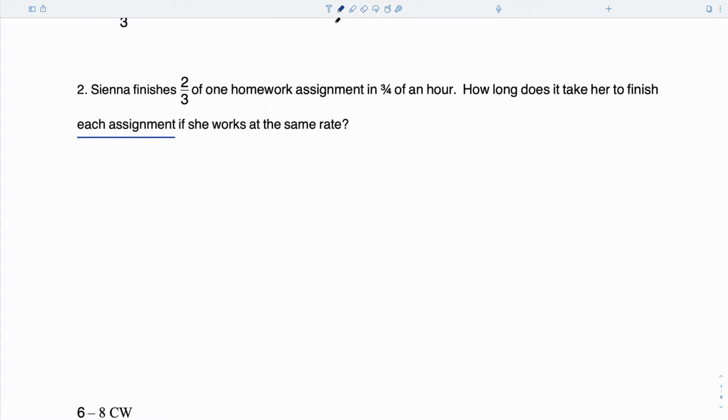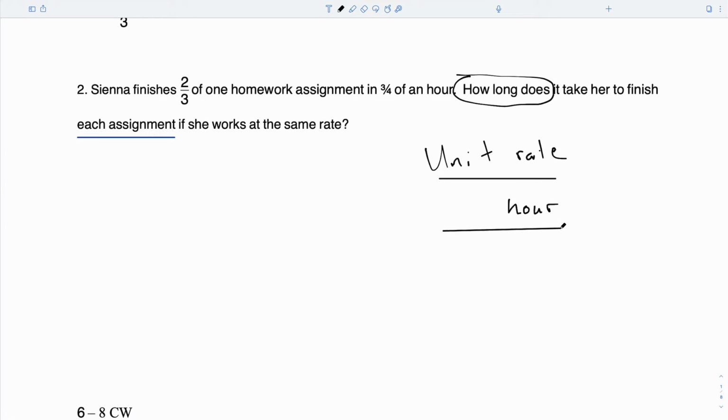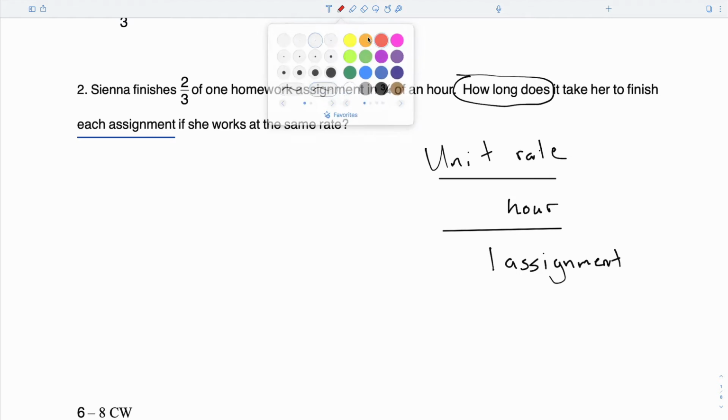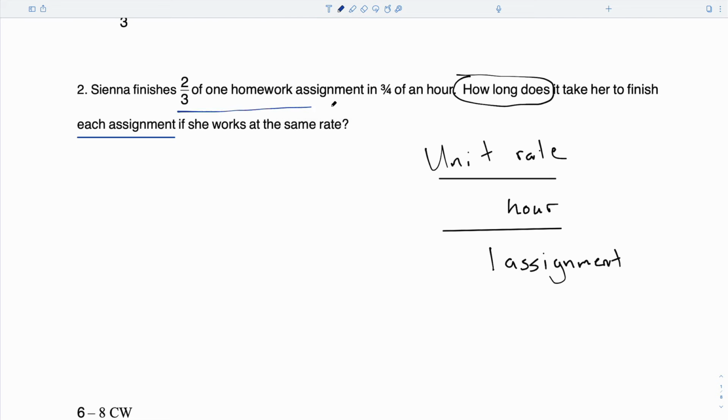Set up your unit rate. This is what I'm trying to find. I want to know how long it takes her. That's going to be how many hours on top. That's what I'm looking for, each one assignment. And they give me a given rate over here: 2/3 of one homework assignment in 3/4 of an hour.